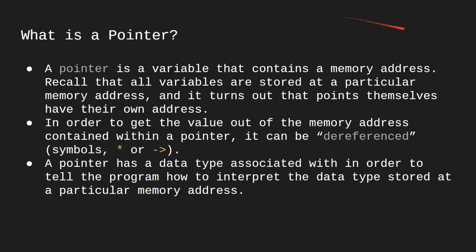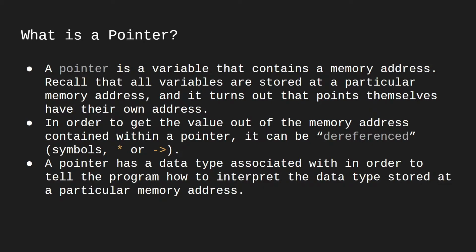So what is a pointer? Up until this point, we've briefly talked about what pointers are without giving a real clear description. Well, a pointer is a variable that contains a memory address. Recall that all variables are stored at a particular memory address. So it turns out that pointers themselves also have their own memory addresses, but the value that they contain are actual memory addresses. So that sentence in and of itself can seem quite confusing at first.